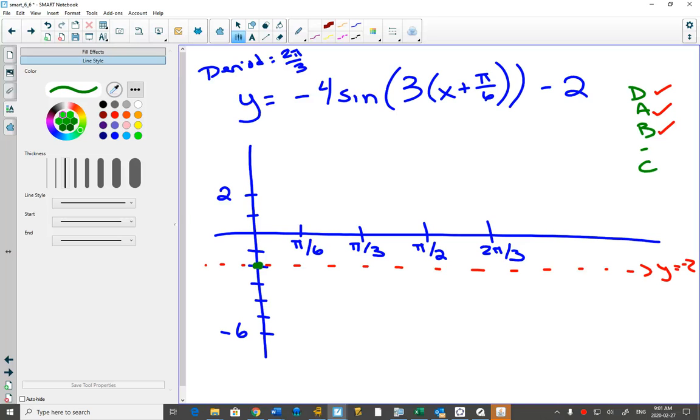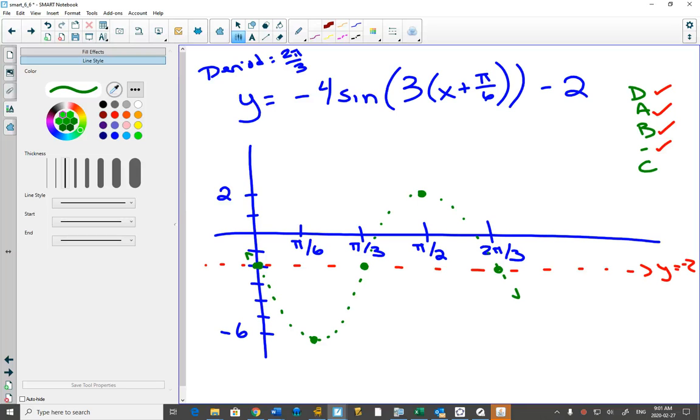So we're going to go down. That means that your next ticking mark, pi over 6, it's going to be at the minimum. Next one, it's back at the center line. Next one, you're at your maximum. And next one, back at your center line. There's our temporary graph. The dash is done.